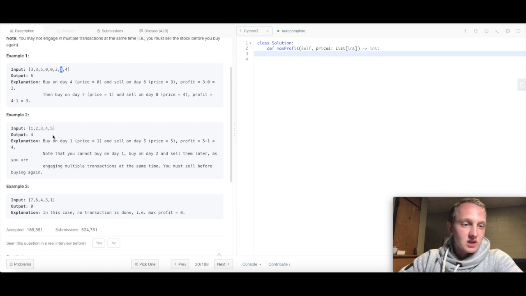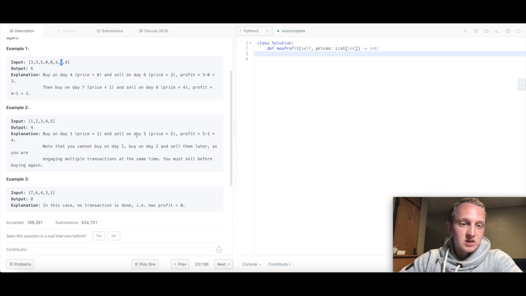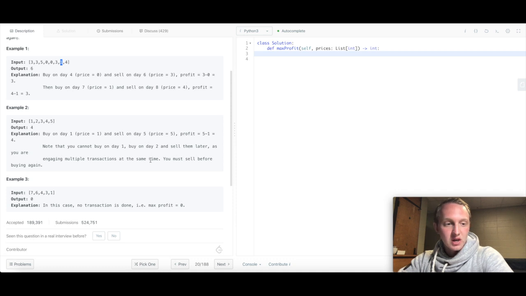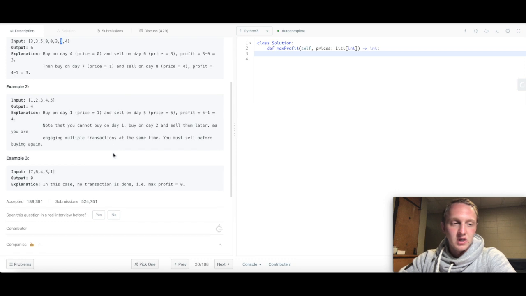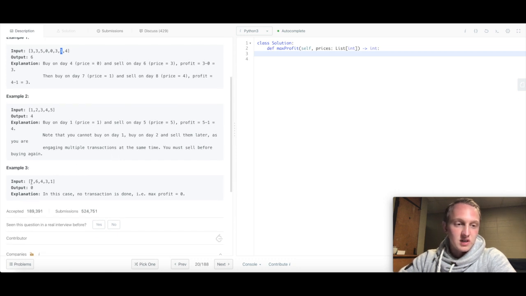In example number 2, buy on day 1, price 1, and sell on day 5, price 5, profit 4. You cannot buy on day 1 and buy on day 2 and sell them later, as we cannot engage in multiple transactions at the same time. So in this example, we're going to use only one transaction. In example 3, the sequence is decreasing, so we cannot get any profit out of buying stocks here, so we don't use any transactions, and max profit equals 0.